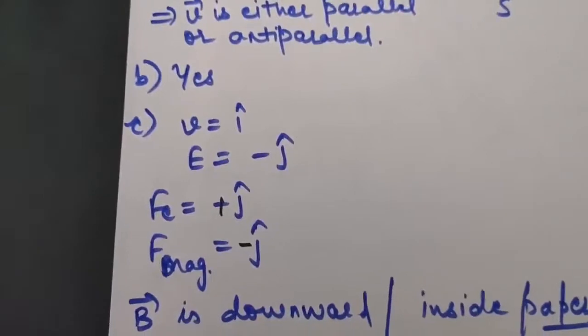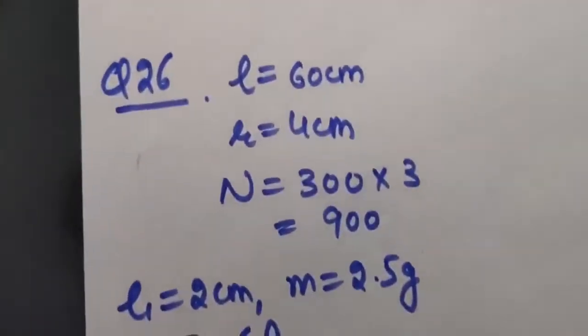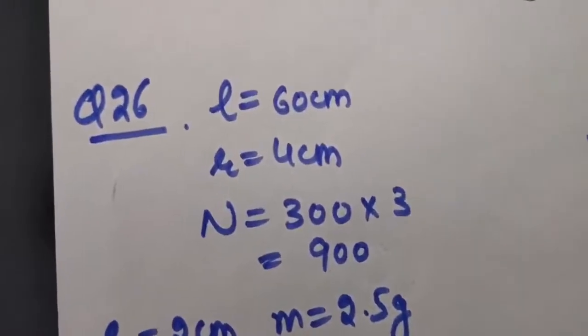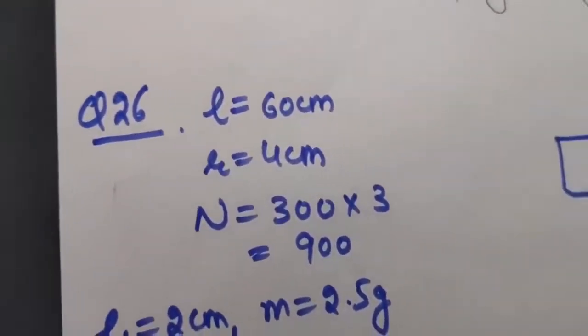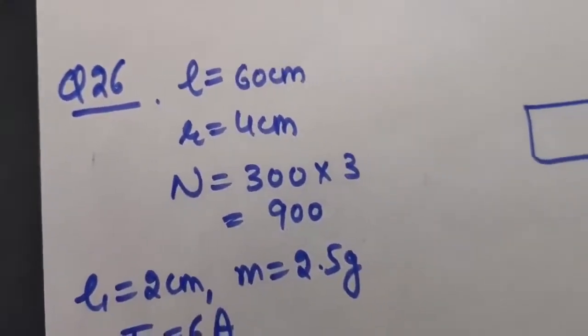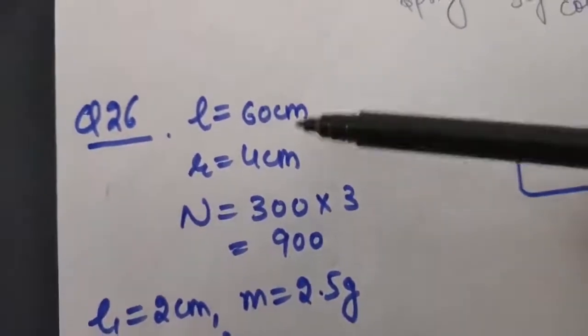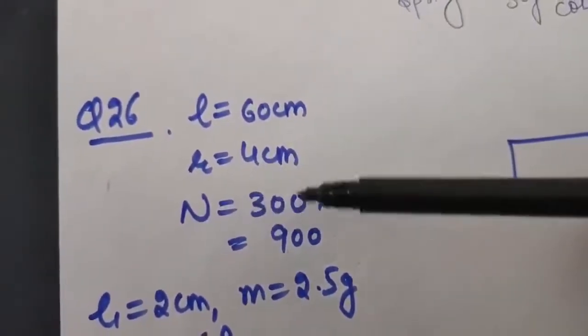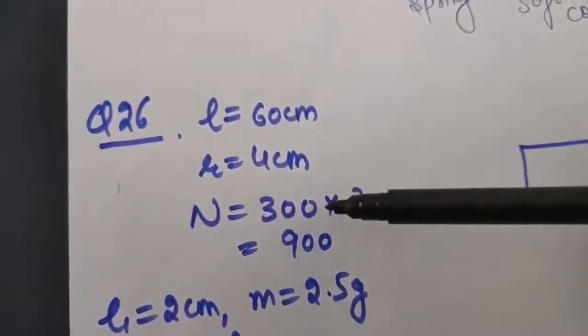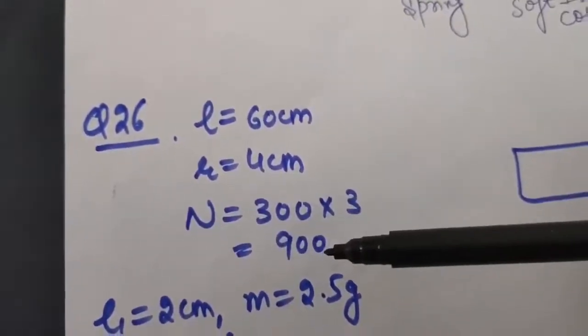Okay, so the next question is question number 26, and the question says a solenoid 60 centimeter long and of radius 4 centimeters has 3 layers of windings of 300 turns each. Okay, so the length is given, radius is given, and it is given there are 3 layers of 300 windings each. So that means total number of turns will be 300 into 3, that will be 900.